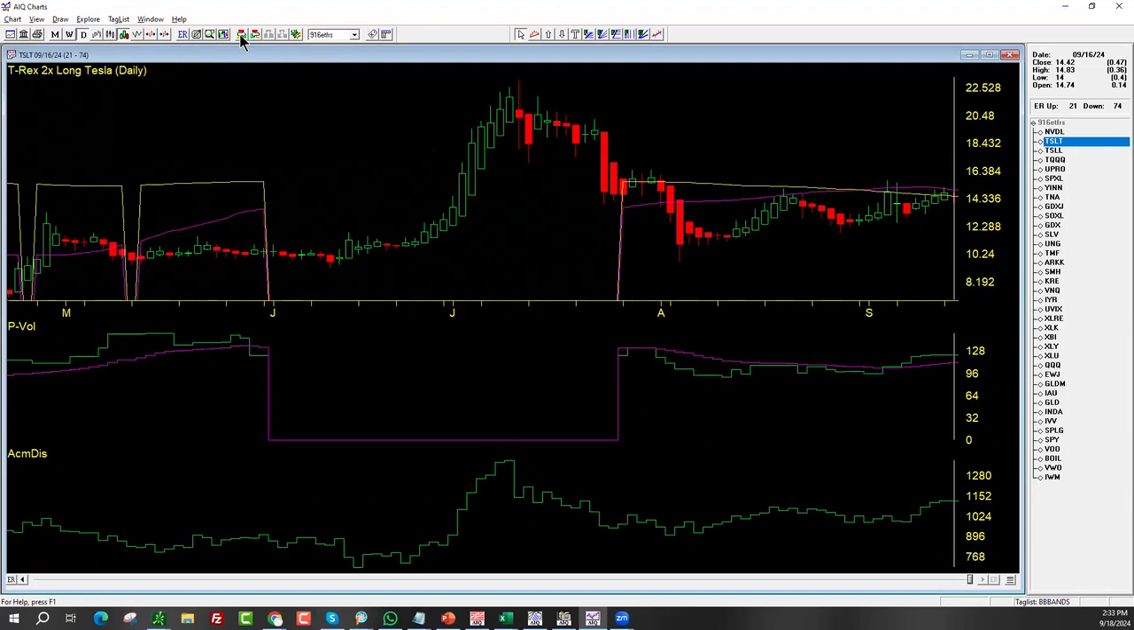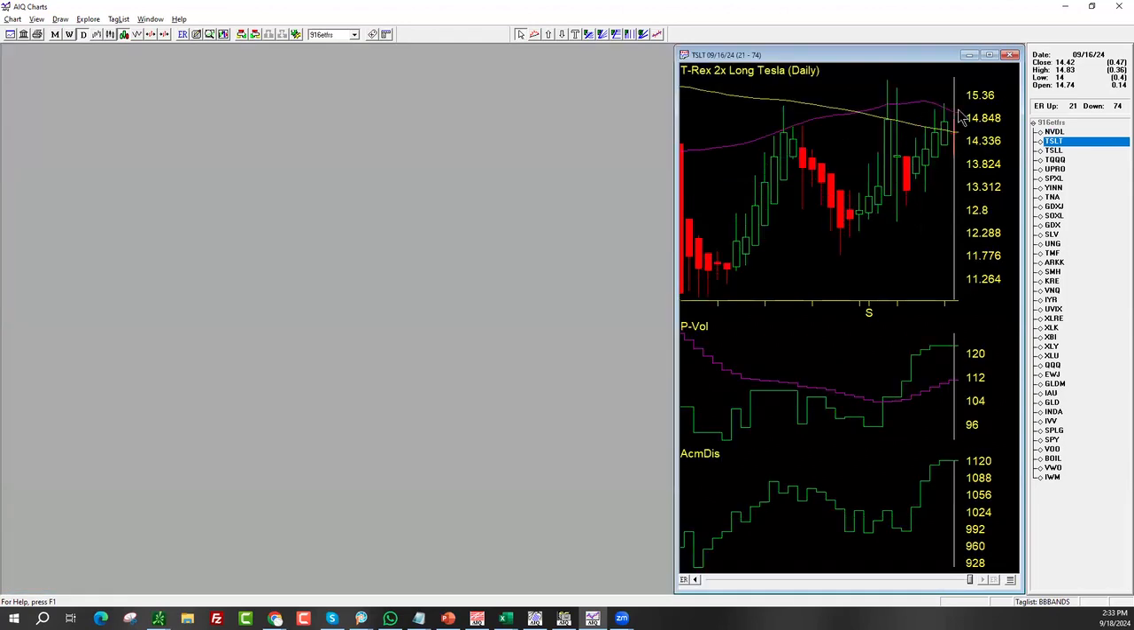So this is the T-Rex 2 times long Tesla. A little harder to see on a chart like this because I need to do this so we can actually see there is a pretty good trend in place here. Why? Because we're at a $12 stock moving to 14, right? So we can only see that when we compress the chart that way. So it's actually moved up fairly decently, which is the reason it's so near the top of the report.